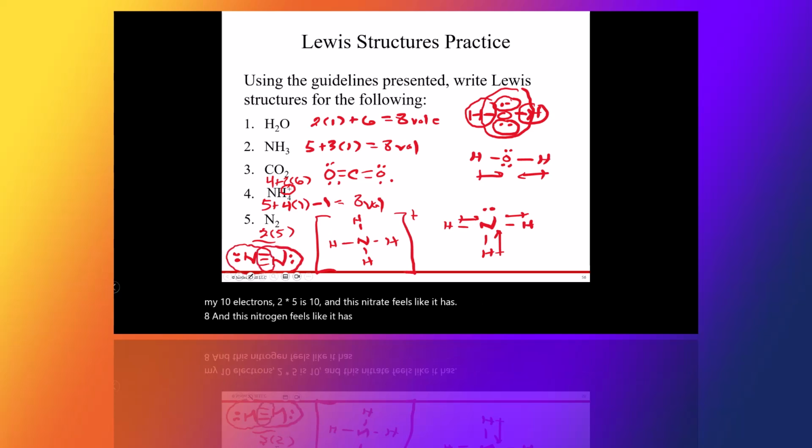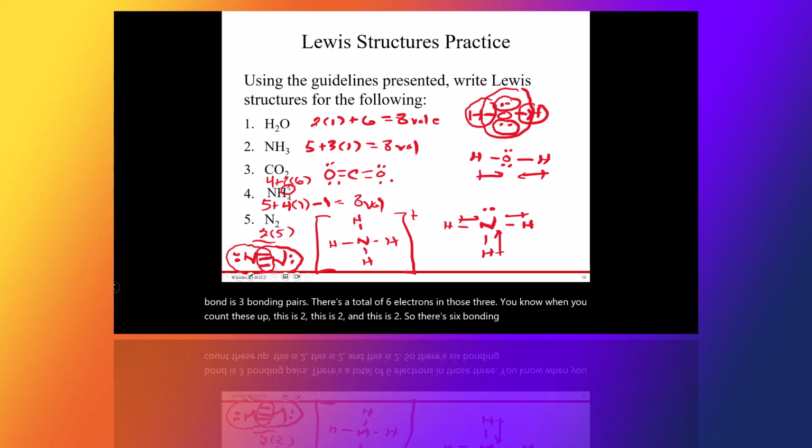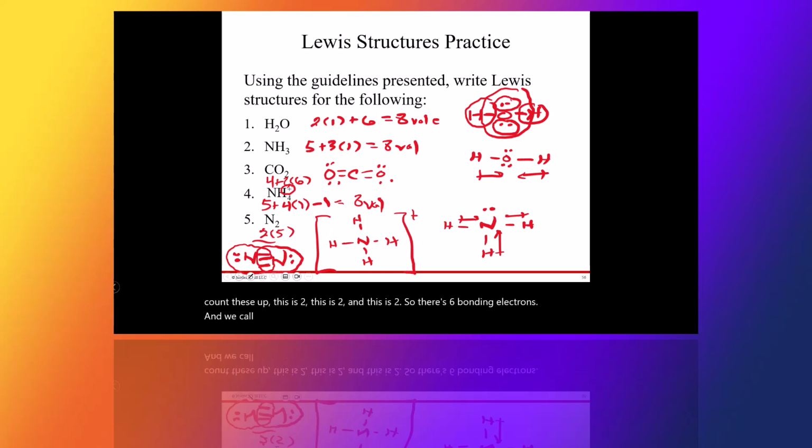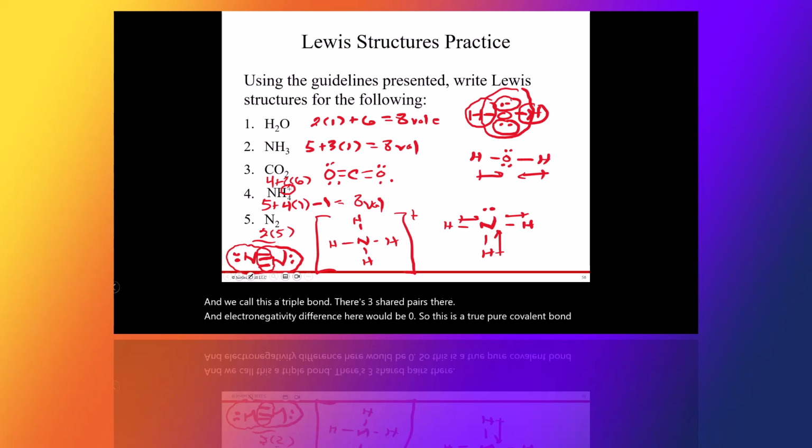That's the first time we've seen a triple bond. A triple bond is 3 bonding pairs. There's a total of 6 electrons in those 3. When you count these up, this is 2, this is 2, and this is 2. So there's 6 bonding electrons, and we call this a triple bond. There's 3 shared pairs there. And the electronegativity difference here would be 0, so this is a true pure covalent bond. Non-polar is what we would say.